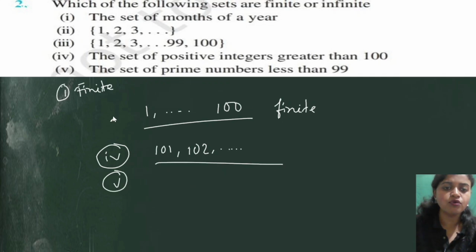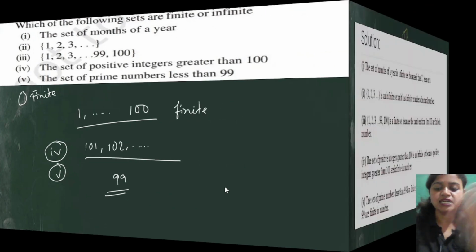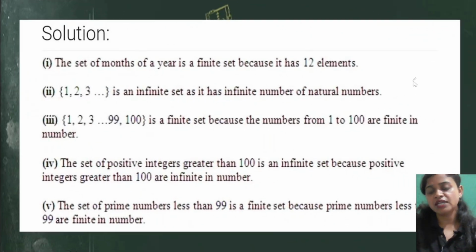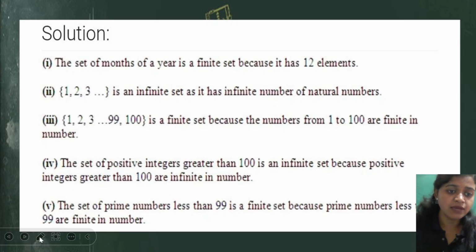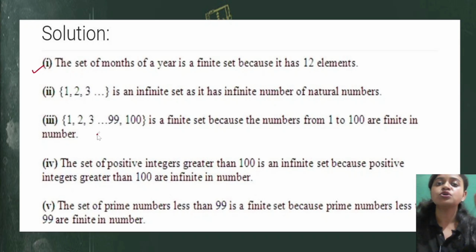Next, question number 5 says the set of prime numbers less than 99. Yes, we can count them. The set of prime numbers less than 99 we can count, that's why it is a finite set. In the next slide, this is the detailed solution for your extra information, or you can make your notes from this slide. If any question is asked in your exam, you have to write in this format only. The previous slide was only explanation, and in this slide is the proper answer that you have to write on your exam copy.